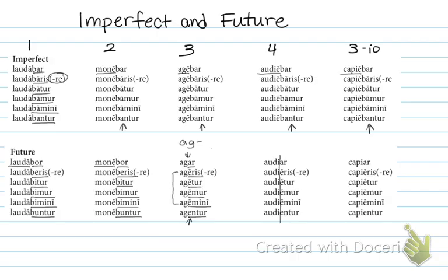For the fourth and third -io, it's largely the same endings as the third. Just look at what stem you're sticking it onto. So for the fourth, it's audi- with a short I, and for the third -io, it's capi- with a short I. That's it. See you next time.